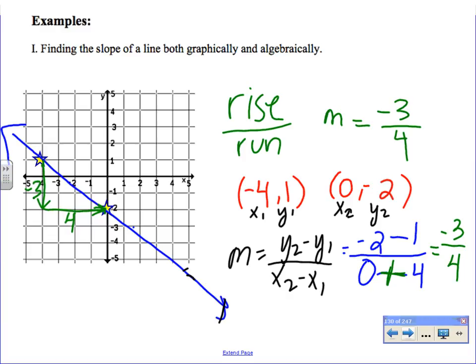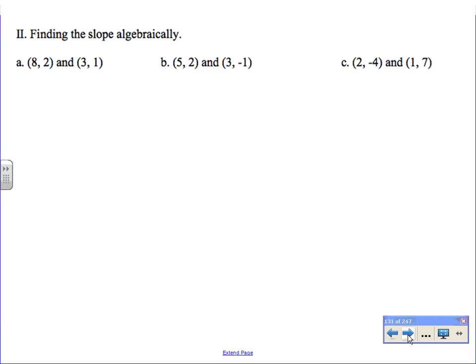Will you ever have these algebraically, or is it just graphs? Oh, absolutely. So look at the next part. They just give you points. So for part A, they give you 8, 2, and 3, 1. Same thing, I'm going to label it. This is my first ordered pair, that's x1, that's y1. Second ordered pair, that's x2, that's y2.